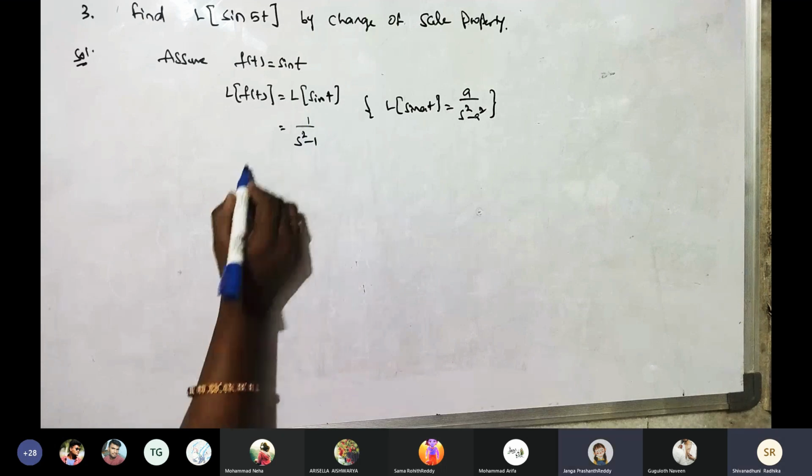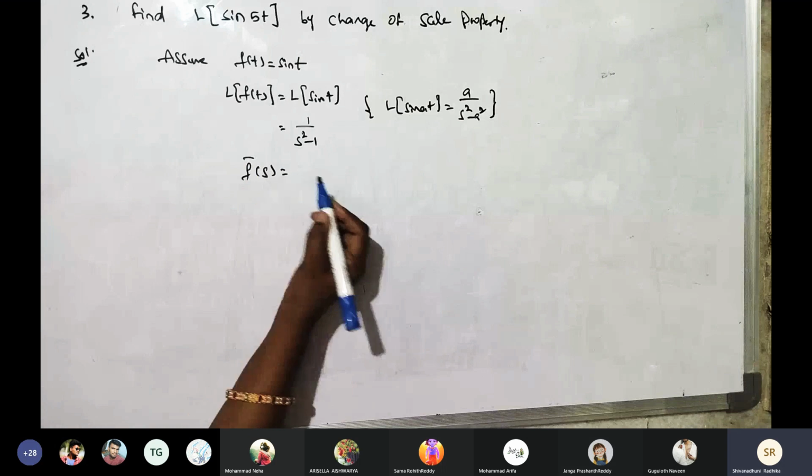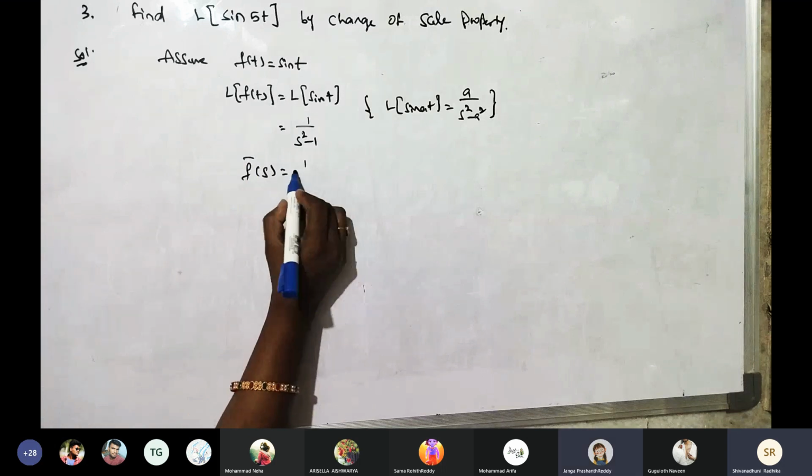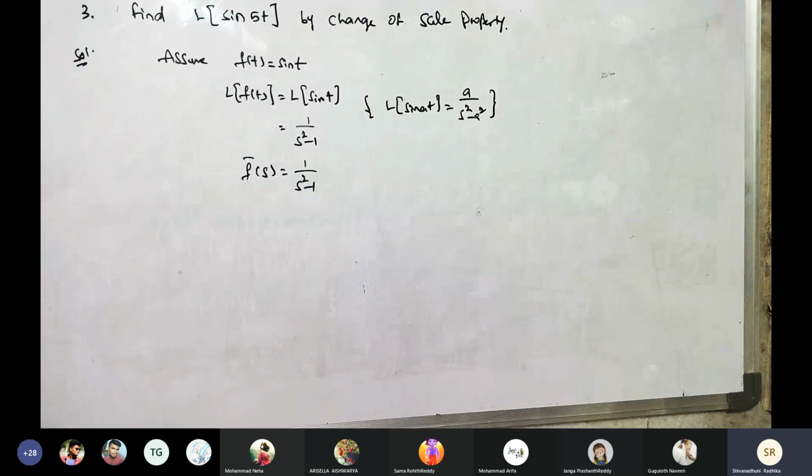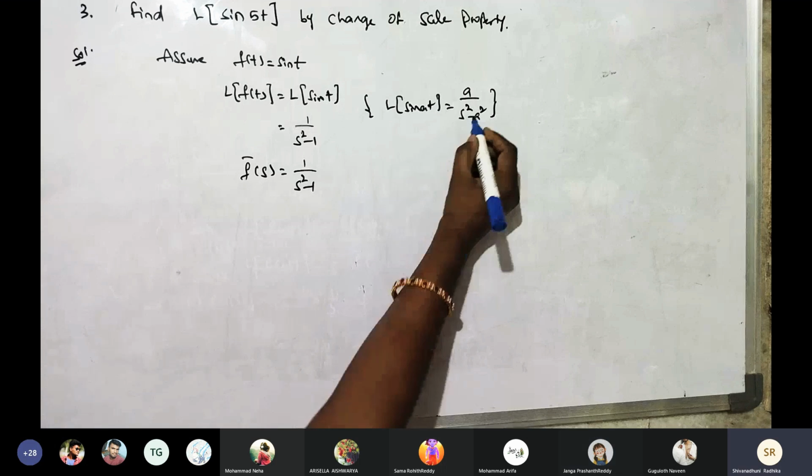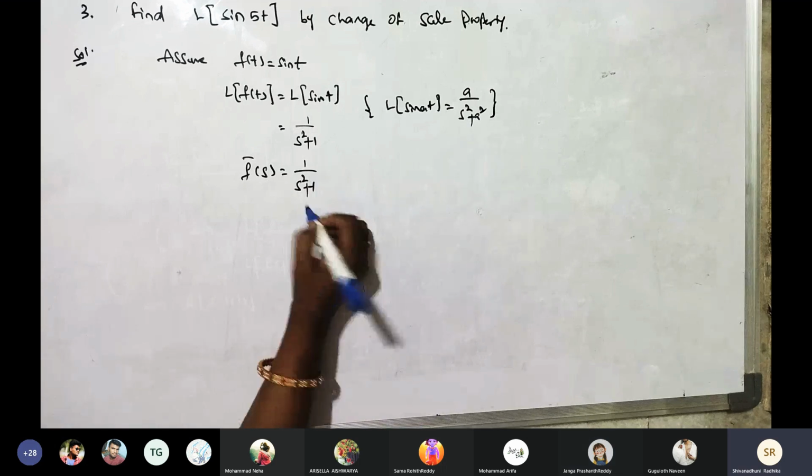L of f of t is 1 by s square plus 1. The sin at formula is a by s square plus a square, right?